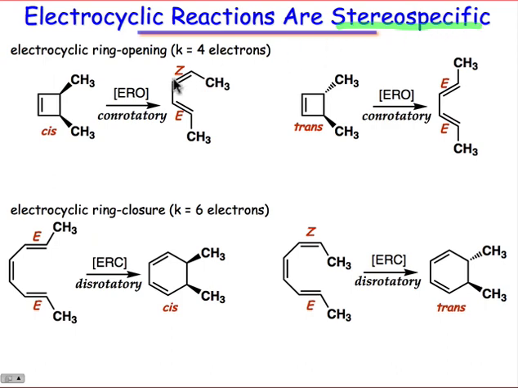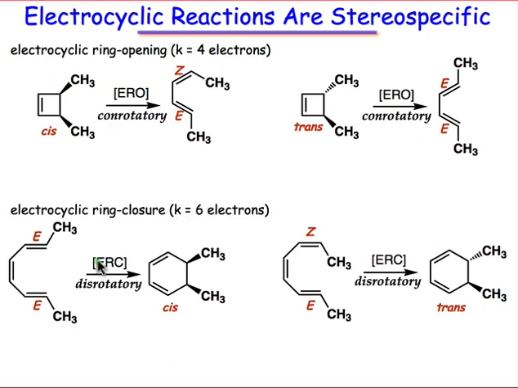The top case has to do with electrocyclic ring opening reactions for a 4 pi electron system. Remember, that's looking at the product, the linear pi system. So in the ring opening case, we start with this cyclobutene, and if we start with the cis isomer, we generate the ZE isomer. You should convince yourself that that's a conrotatory ring opening process. The cis ring system generates the ZE double bond geometries. The trans ring system generates the EE double bond geometries. And so for that reason, we know these reactions are stereospecific.